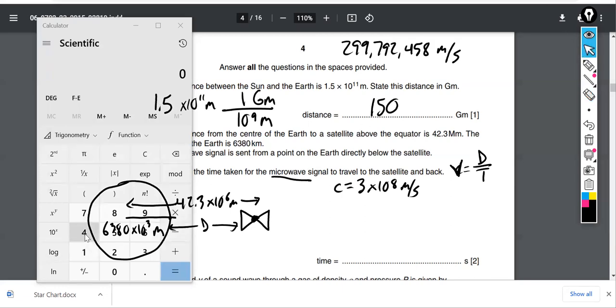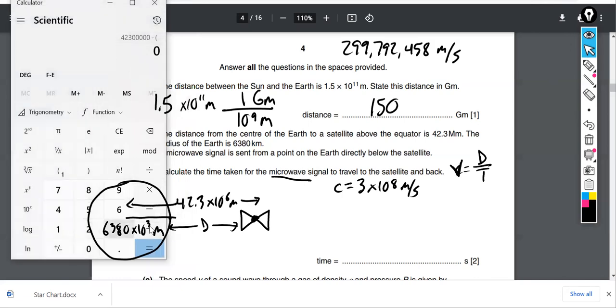All right, so I'm going to start with the 42.3 times 10 to the 6. So there's my 42.3 megameters, 42 million. And I'm going to subtract away the radius of the Earth. And so minus, I use parentheses here. There's nowhere I can put this to make it clear, I guess. So I'm typing in this value right here.